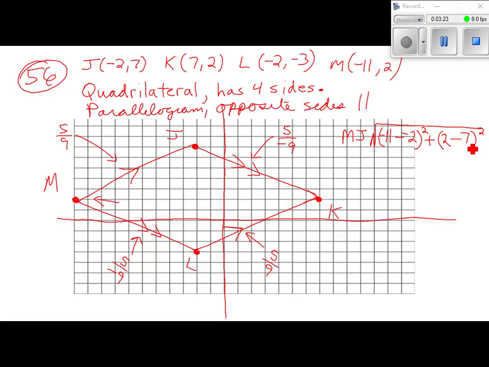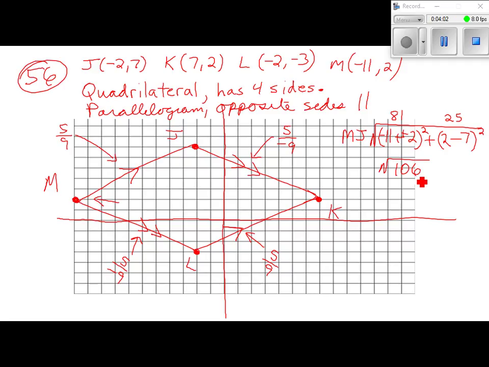Now I'm going to do a lot of this in my head. That's what it should look like. If you want to use your calculator, that's fine. If you want to work it out, I'm going to do it in my head. I know a minus a negative, that's going to turn to a plus there. Negative 11 plus 2 is negative 9. Negative 9 squared is positive 81, right? Negative times a negative. 2 minus 7 is negative 5. Negative 5 squared is 25. Then I'm going to add those two, and I get, what, 106? Is that right?